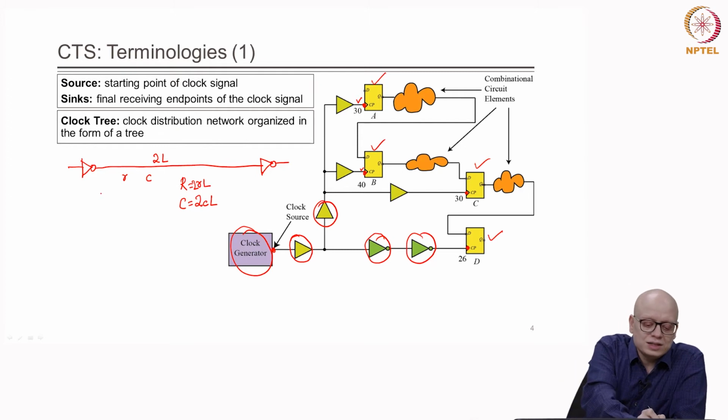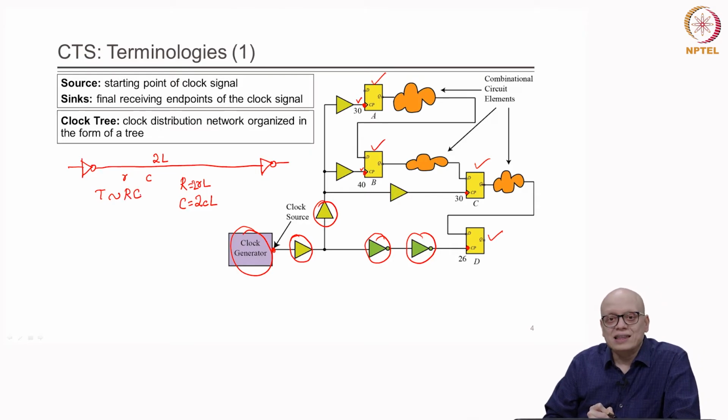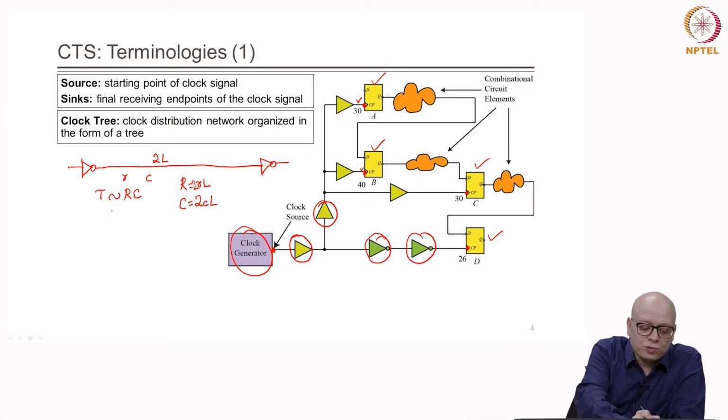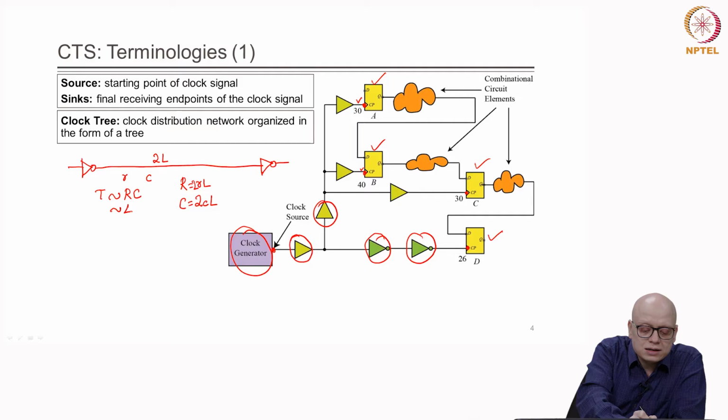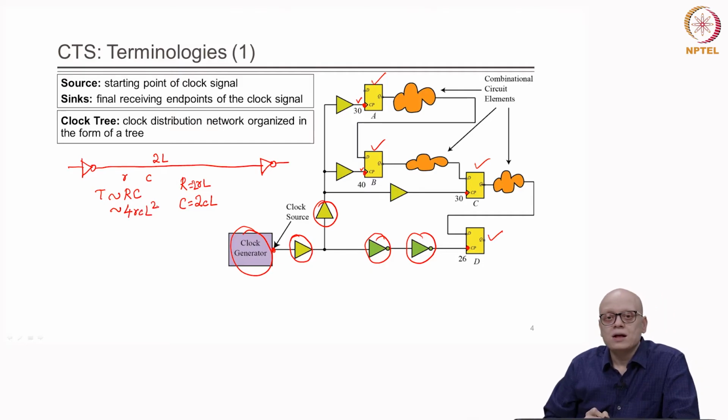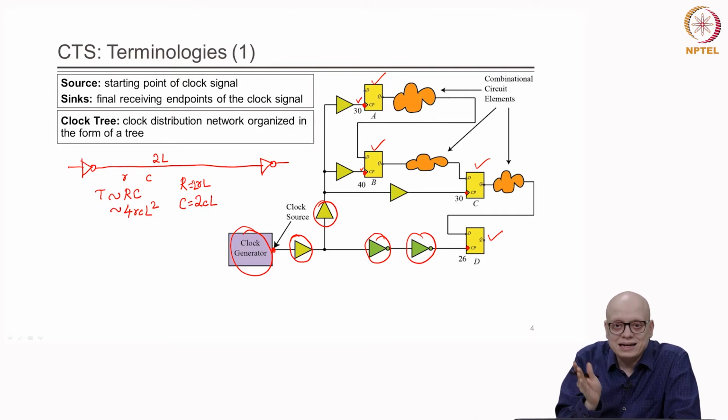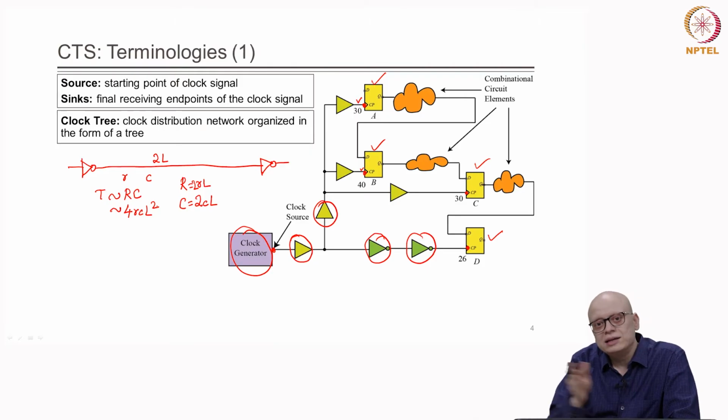We can think of this delay, as a first approximation, as a product of R and C. Therefore, if we take the product of these two terms, it will be 4 RC L square. Now, let us assume that we have divided this wire into two parts, with L driven by one side and L on the other side.